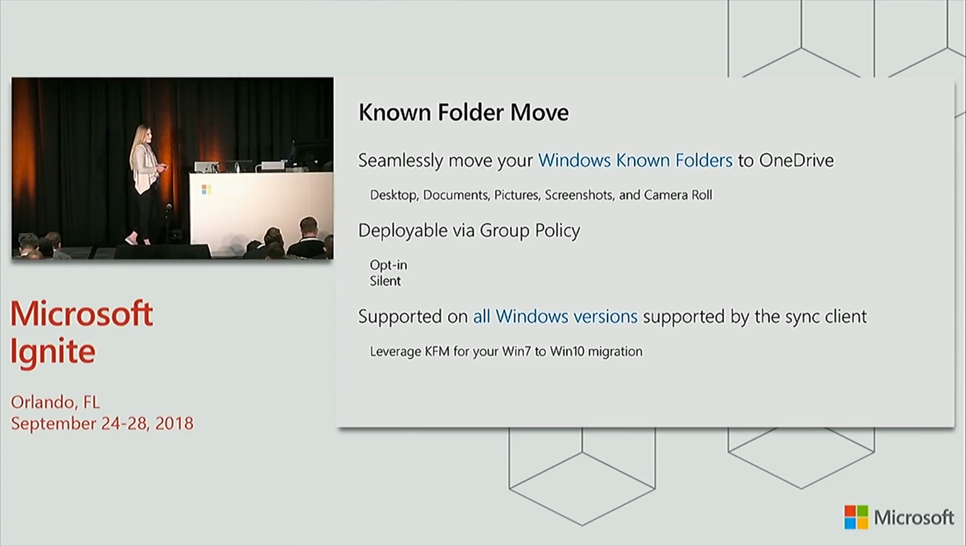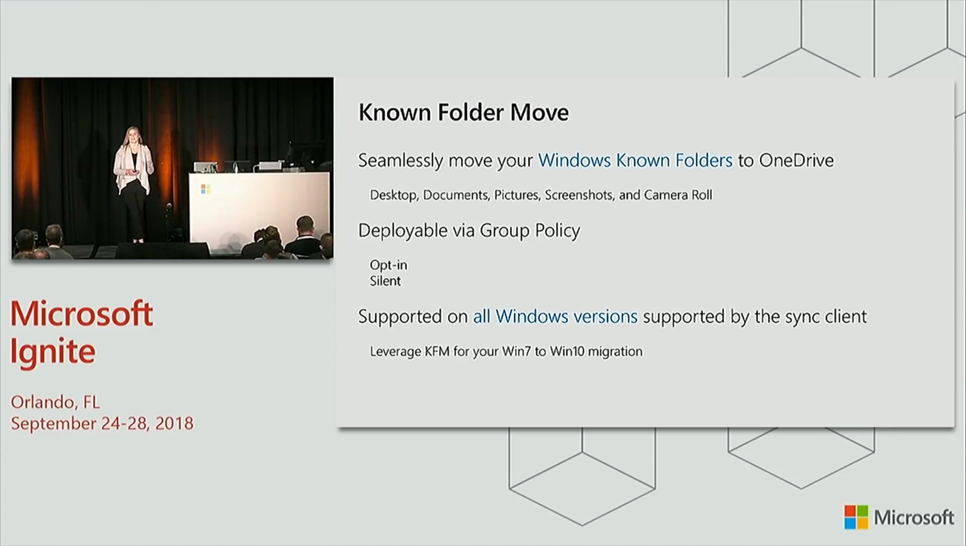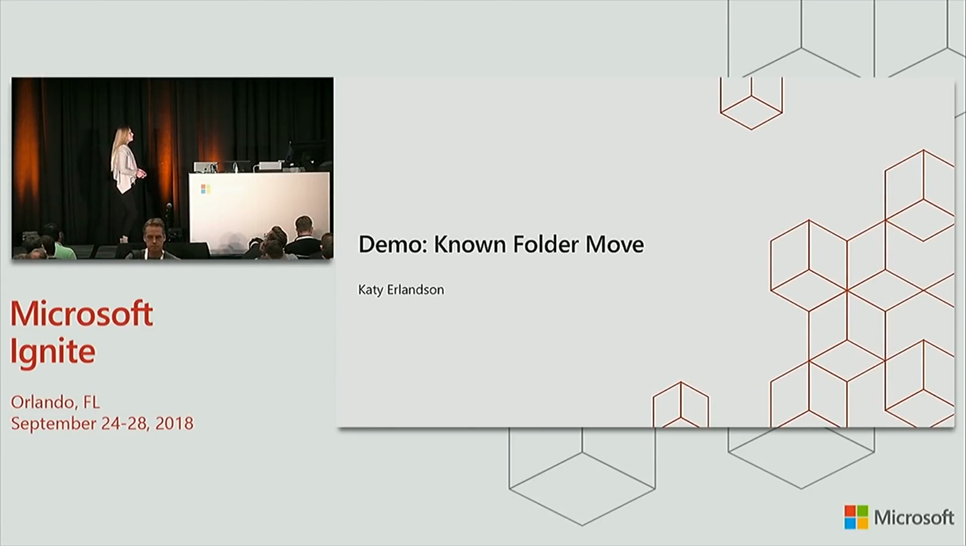So this is supported by all Windows versions, and as Michael had showed in his demo, this is a really great tool to leverage for the migration scenario. As Tony mentioned, the support for Windows 7 is coming to an end soon. So Known Folder Move can help you make sure you have all your content that your users have on their machine and get it into OneDrive before you make that upgrade to Windows 10. So I'm going to go ahead and demo.